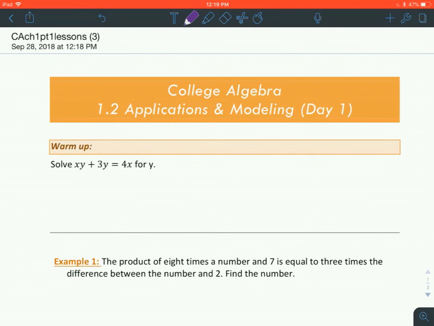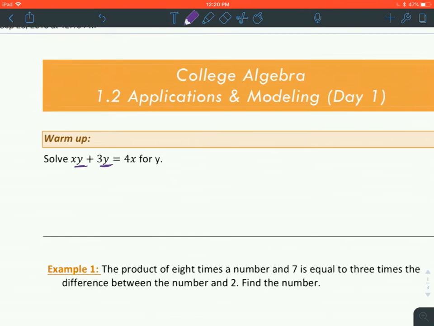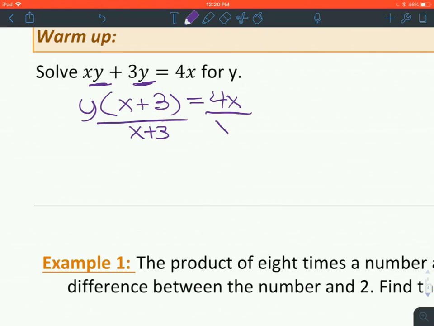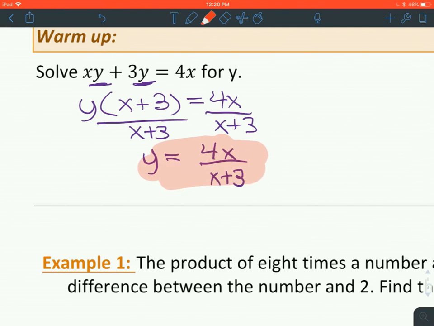Okay, so warm-up wise, we're going to solve this equation for y, which happens to be in two locations. If you want to get y by itself, the first thing we're going to need to do is factor y out, which should leave you with y times (x + 3) equals 4x. Since you have y times (x + 3), let's divide both sides by x + 3. So you're going to end up with y equal to 4x over (x + 3). Looks all good.